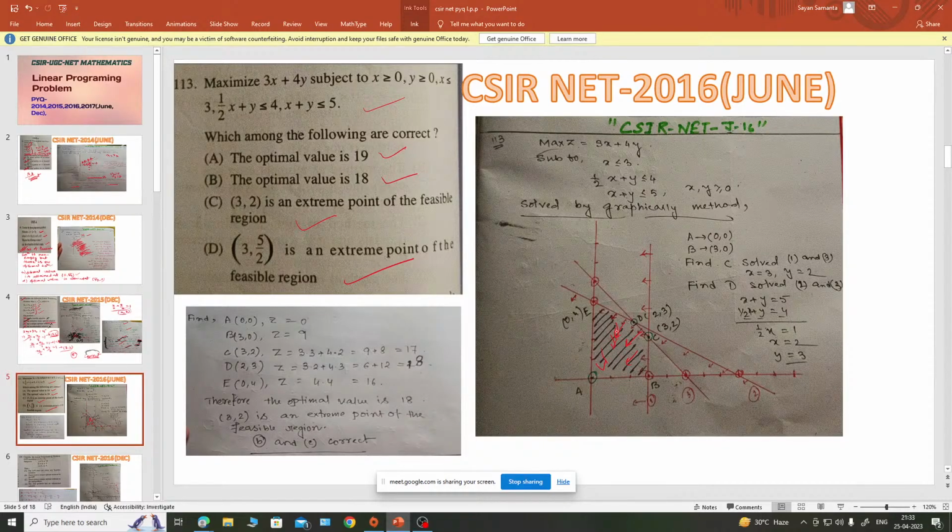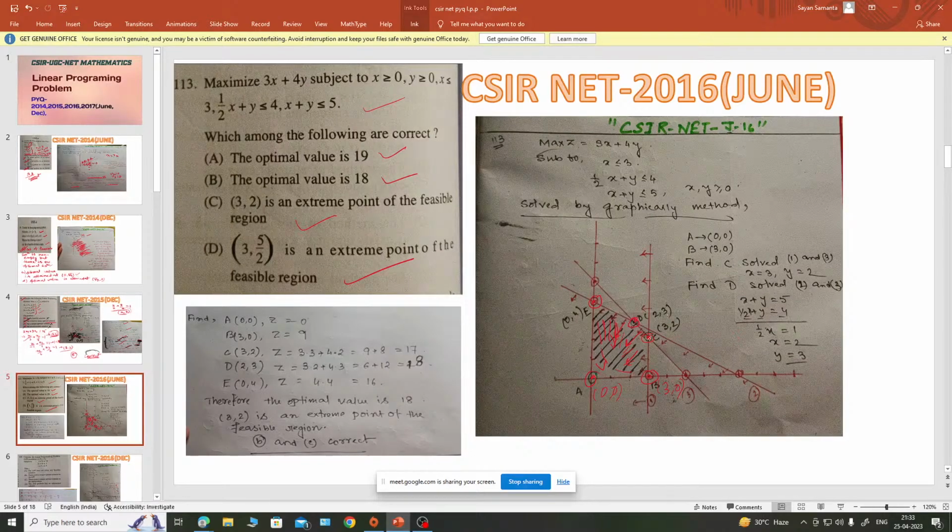Now we find the corner points. Here we see this is a corner point, this is a corner point, and this is a corner point. Is it clear to everyone? So these are all our corner points. This corner point is (0, 0). This corner point is (3, 0), because it lies on x equals 3. This corner point is (0, 4). Now we just need to find C and D, the remaining corner points.